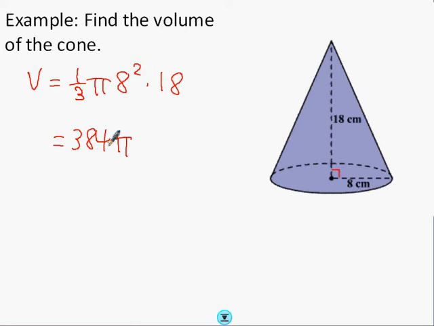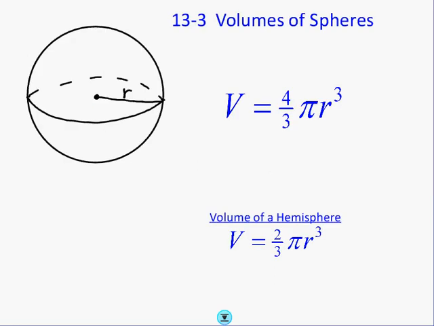I should have made this point earlier. Anytime pi is in your answer, you can leave your answer in terms of pi if you would like it to be relatively pretty. If you want to get an approximation, then plug it in your calculator.